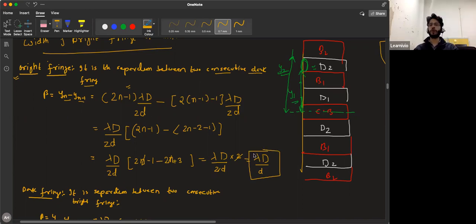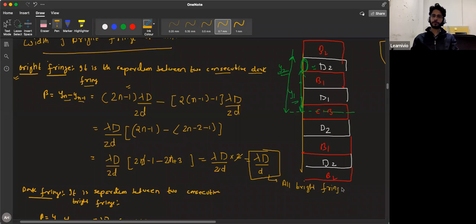This is the width of the bright fringe. See, there is no n here. That means all bright fringes have the same width. It does not matter whether you calculate the second, third, or fourth bright fringe, and the expression is absolutely independent of n. So you can say that all bright fringes have equal width.